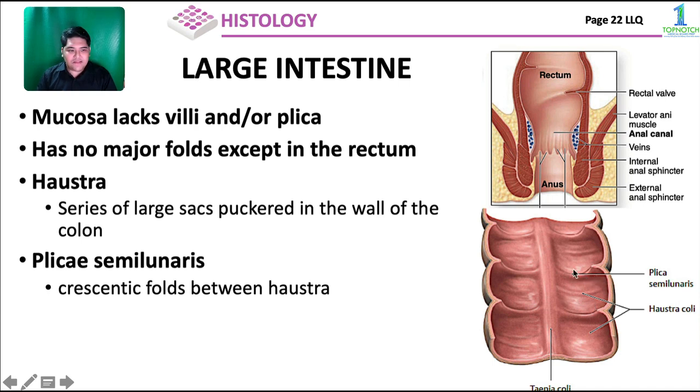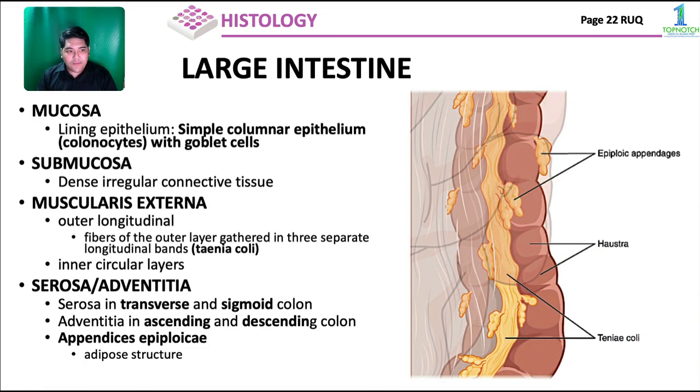And then in between these haustra, you have your plicae semilunares. Okay, these are crescentic folds between your haustra. Again, plicae circularis, it's in the small intestine. Kapag naman plicae semilunares, it's in the large intestines. The mucosa of the large intestine is lined with simple columnar epithelium, okay, colonocytes with goblet cells. Then your submucosa, it's the dense irregular connective tissue.